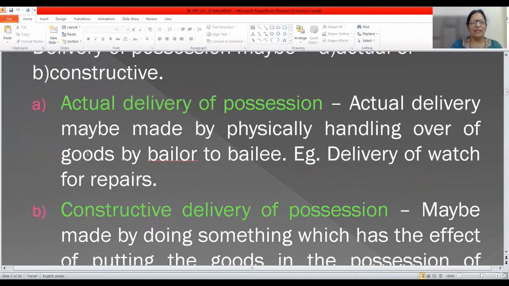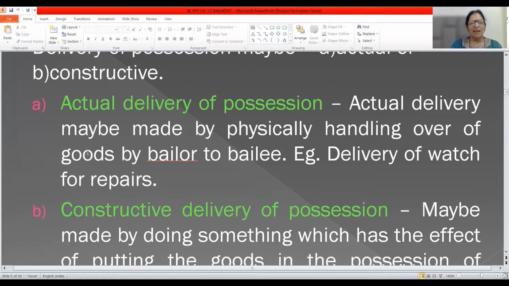So moving ahead, friends, the second is delivery of goods. Now, the delivery of goods may be of two types. One is actual and second is constructive. Actual delivery of goods may be made by physically handing over the goods by the bailor to the bailee. So here, friends, when goods are physically handed over, any example you take, a delivery of computer to the mechanic for repairing purposes. Any movable item, when it is delivered by one to another for some purpose, then this is the example of actual delivery of goods.